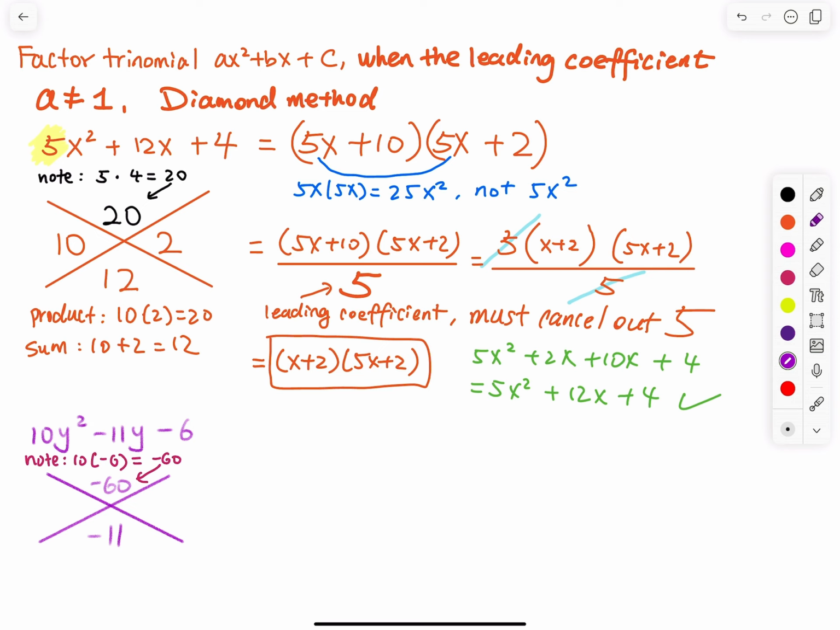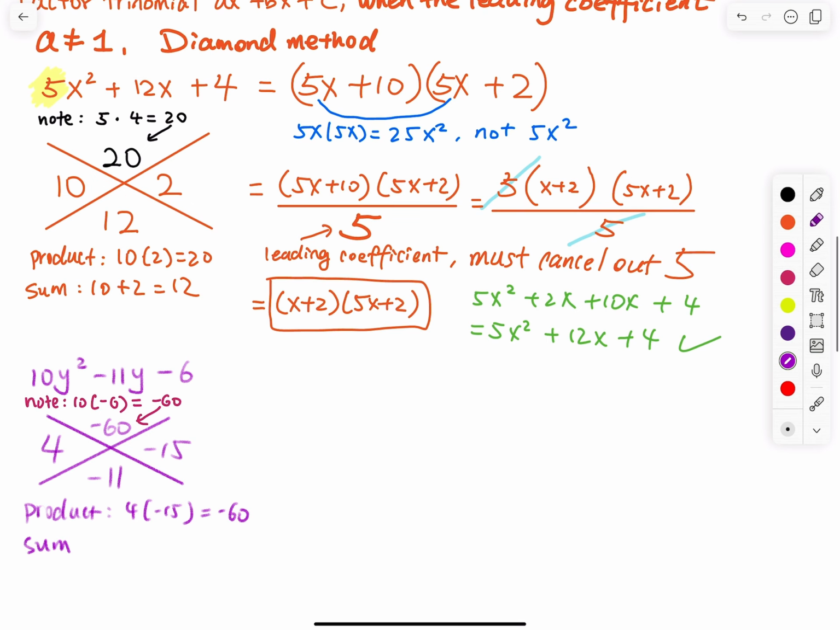You need to give me two numbers. The product is negative 60. I will try 4 and negative 15. Sum is negative 11. Product is negative 60. So product, 4 times negative 15. That is negative 60. And then the sum, that is 4 plus negative 15. That is negative 11.